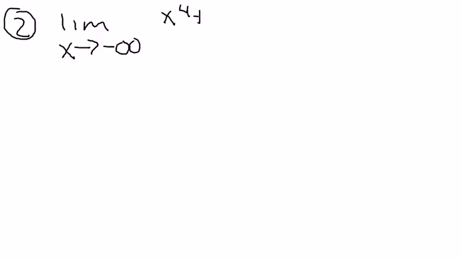Let's look at our second example, and we're going to tie these to asymptotes in our next video. Let's let x go to negative infinity, and say it's x to the 4th plus 1 over 2x squared minus 3. I have to divide by the highest power in the denominator, which is x squared. I don't worry about the 2 in front of the x squared. I just divide everything by x squared.